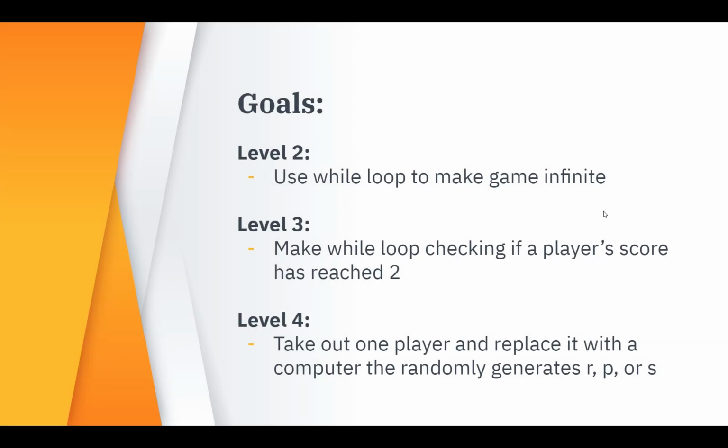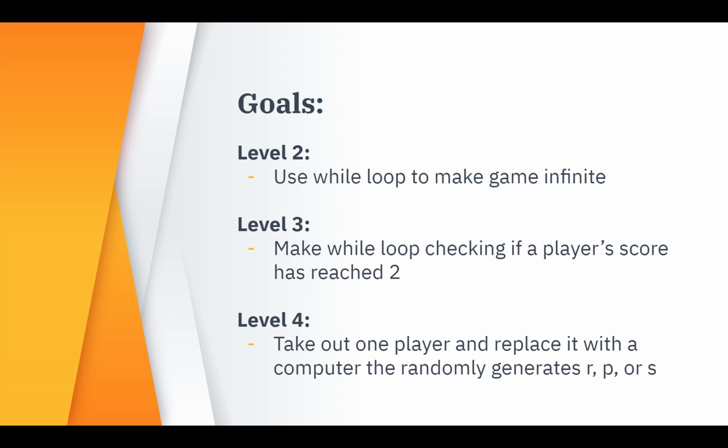Level 2, just use a while loop to have it happen infinitely and also have a counter to check the score. This would actually be a case where you want the game to be infinite so that the user can end the game whenever they want. So this is okay to have an infinite loop. Level 3, have a while loop that checks if the player score has reached 2. If it has, then you'll end the loop and someone will have won.